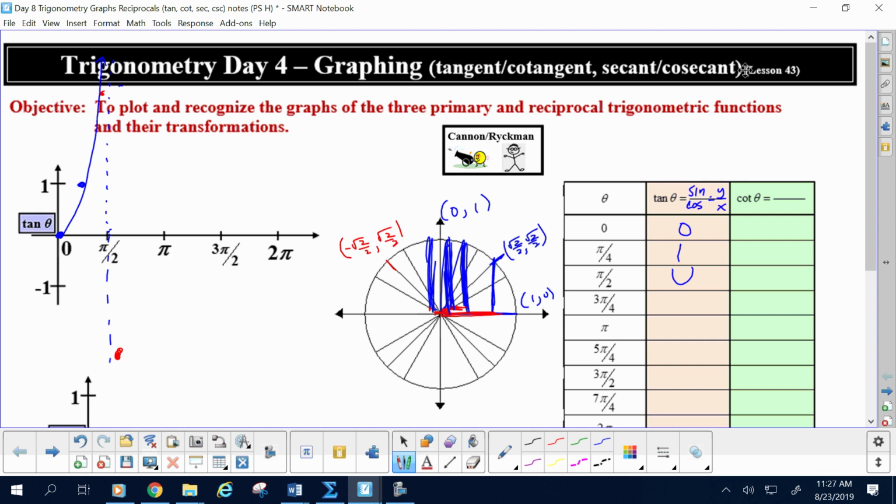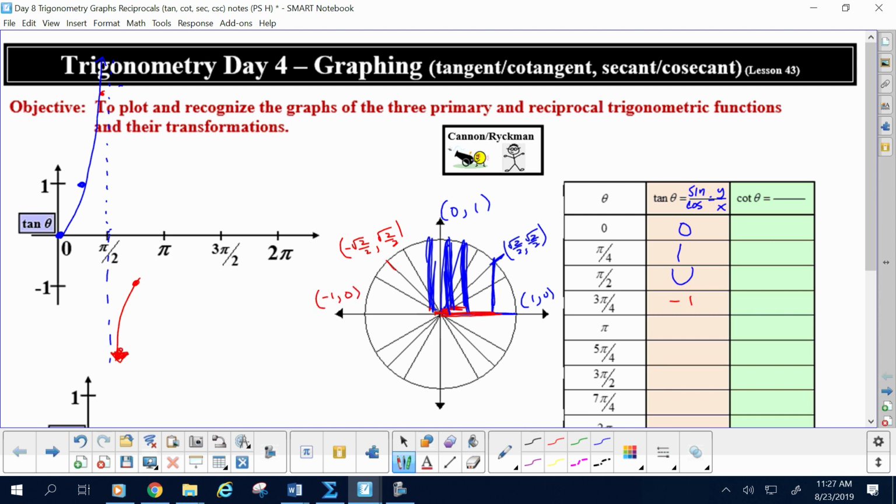So at pi over 4, that's negative 1, yeah? Now it's starting to, the y and x are starting to be a little more closely related. So this is approaching negative infinity there. What about at pi? That's negative 1, 0.